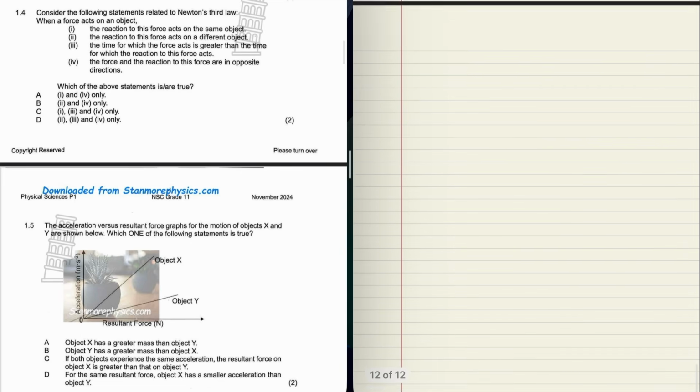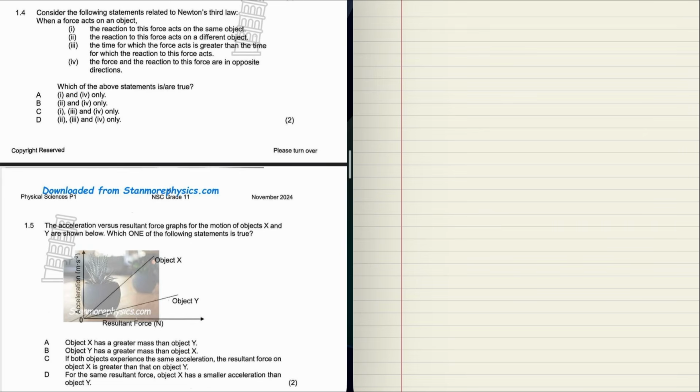Question 1.4. Consider the following statements related to Newton's third law. When a force acts on an object, the reaction to this force acts on the same object. That's incorrect. The reaction to this force acts on a different object. That is correct. The time for which the force acts is greater than the time. No, that's wrong. The force and the reaction to this force are in opposite directions. That is true. Which of the following statements is or are true? The answer is B. Question 1.5.